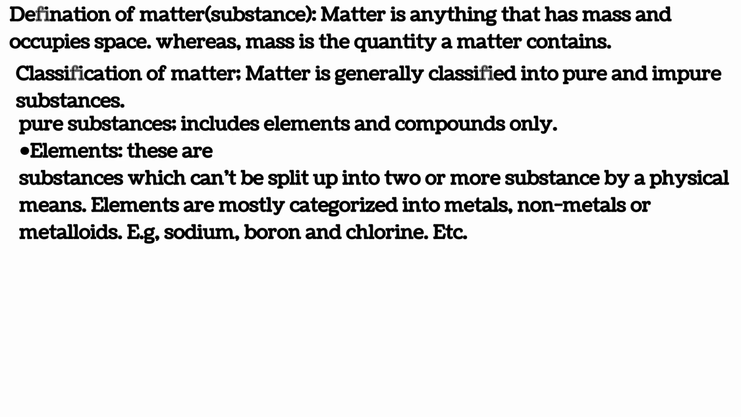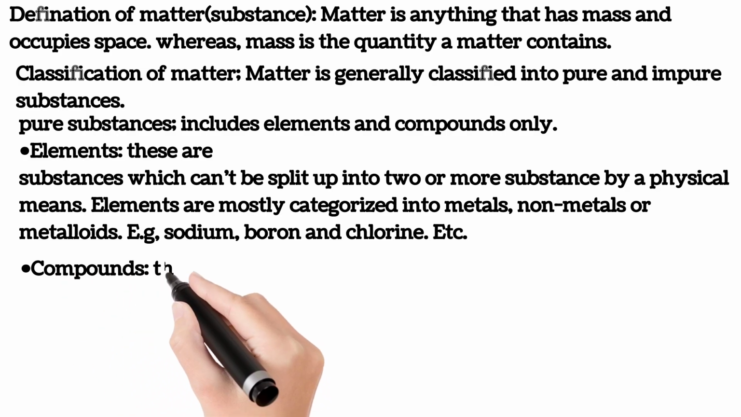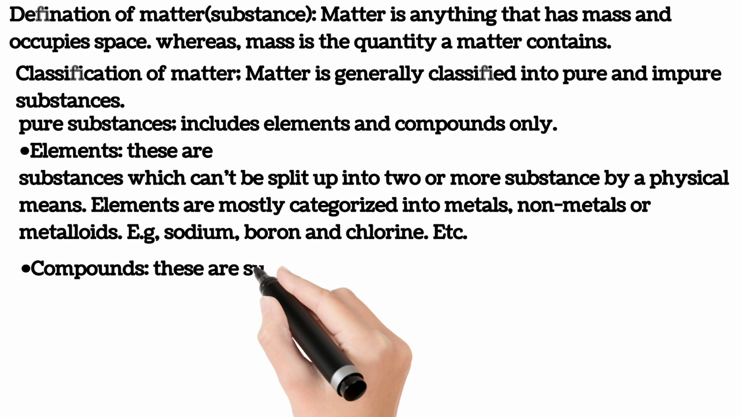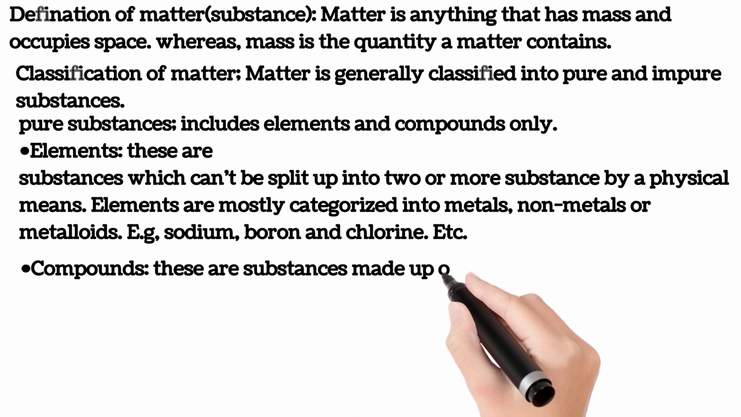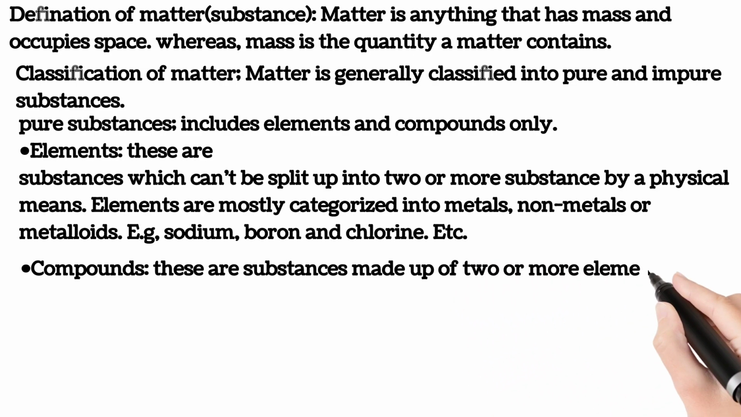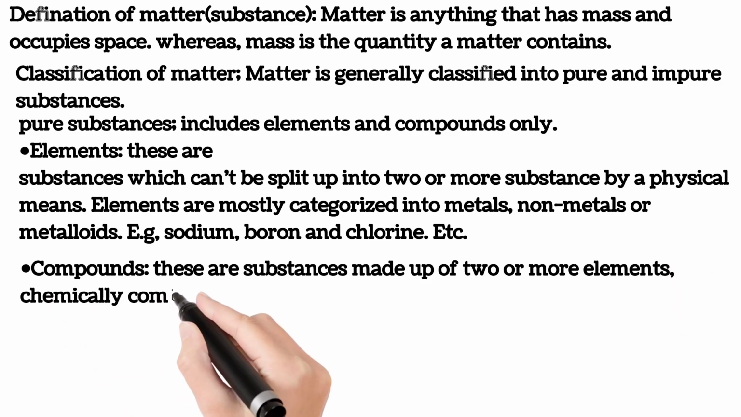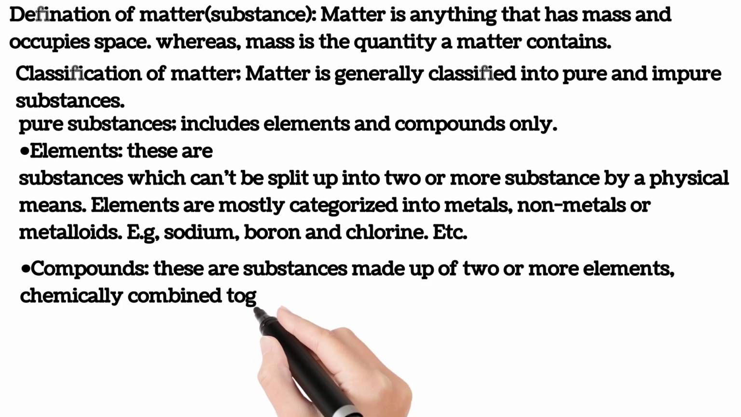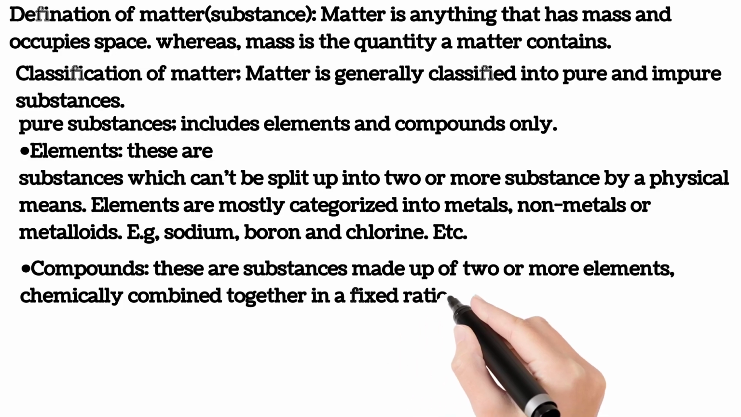So now the next one is the compound. The compounds. So these are substances made up of two or more elements. Made up of two or more elements chemically combined together. So when two elements combine together chemically, it forms the compound. And they must combine in a fixed ratio.